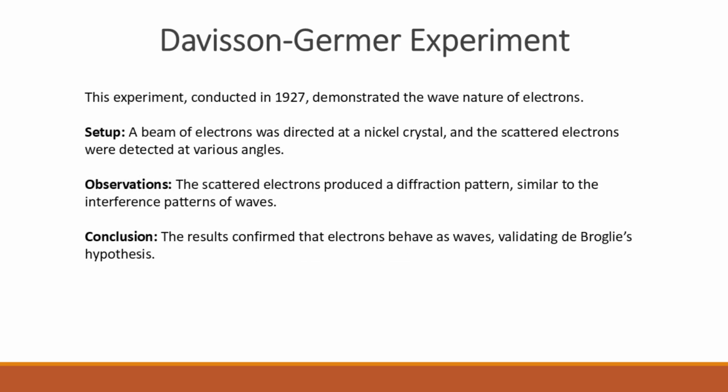The Davisson-Germer experiment, conducted in 1927, was a pivotal moment in validating the wave nature of electrons. In this experiment, researchers directed a beam of electrons at a nickel crystal and detected the scattered electrons at various angles. Surprisingly, the scattered electrons produced a diffraction pattern reminiscent of wave interference.